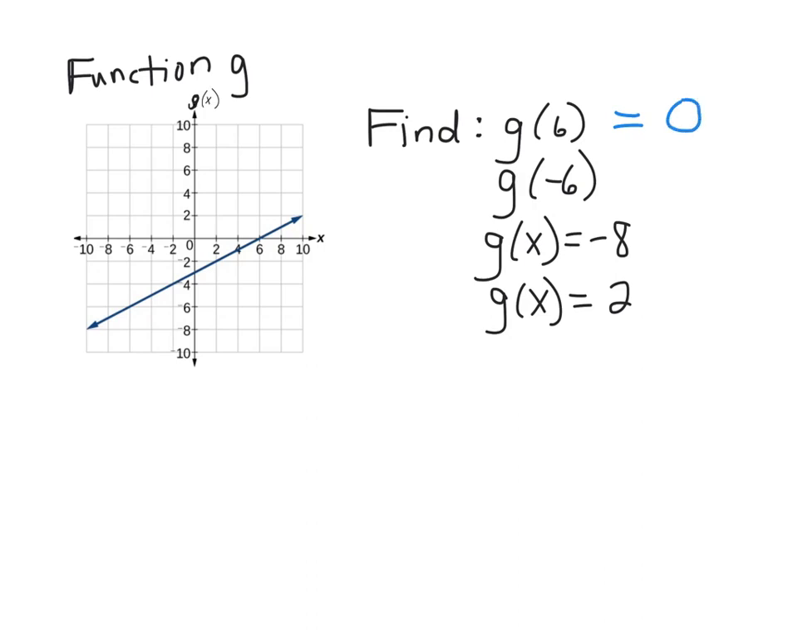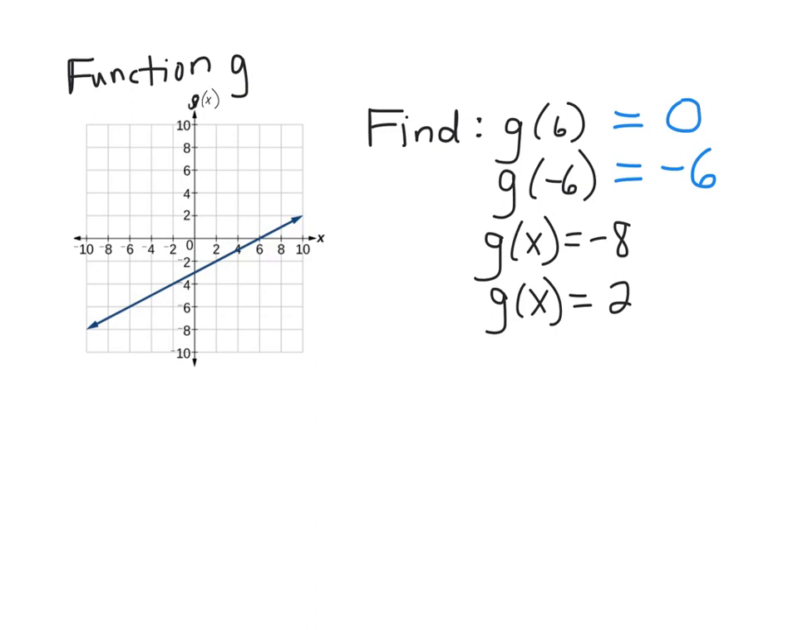Now it's said to go on the same graph g to where our x, our input, is -6. So I'm going to go over here to where x is -6. And where x is -6, I've got to go down onto my graph and see what my y value is. And my y value happens to also be -6. So I'm just going to write g of -6 equals -6.